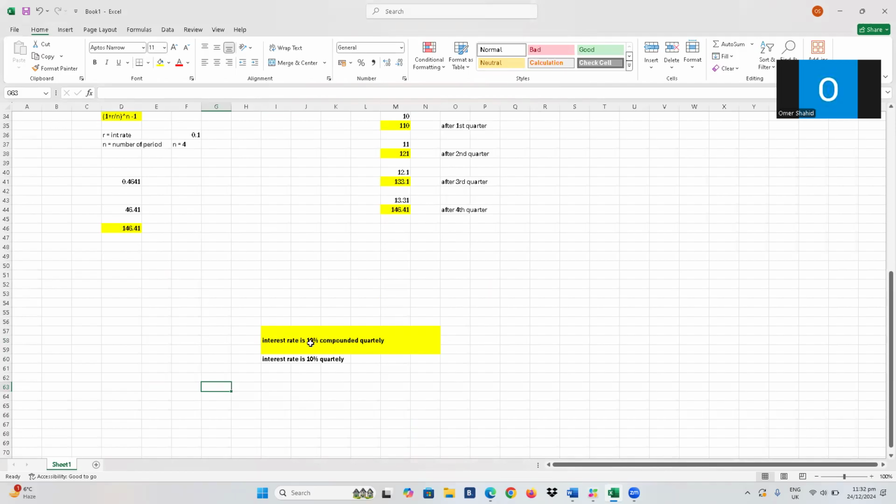They are not telling us that 10% is the quarterly rate. They are just telling us that it is compounded quarterly. So if they do not tell us that 10% is a quarterly rate, we assume that it is an annual rate. 10% is our annual rate.